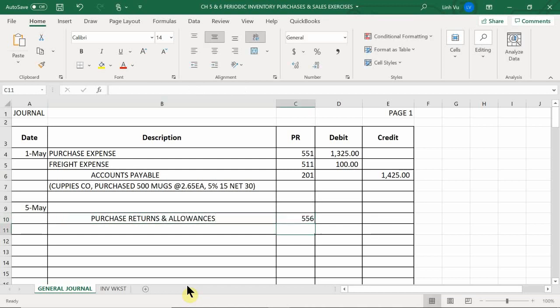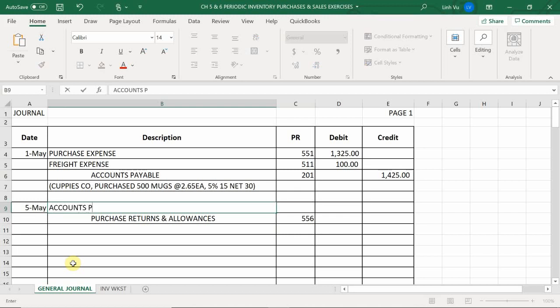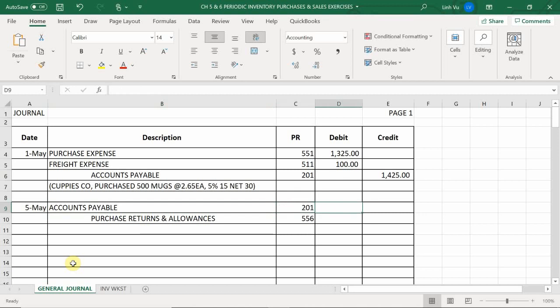You didn't pay. So how am I supposed to get my full refund? Accounts payable. We're going to reduce the amount that we owe. By how much? $42.75. I did not get that.